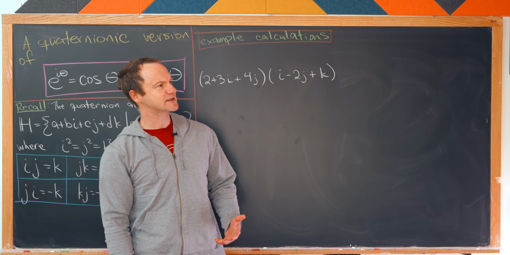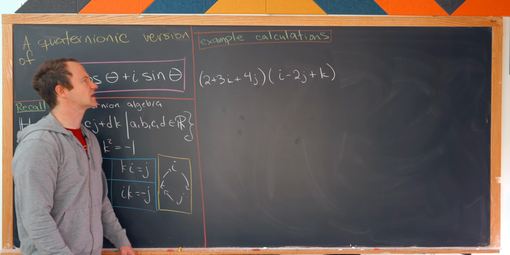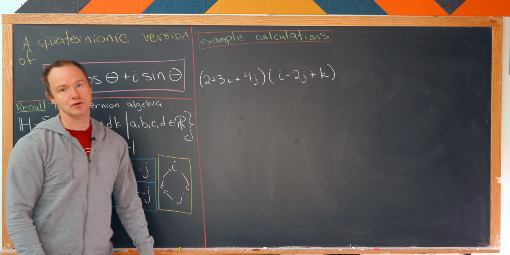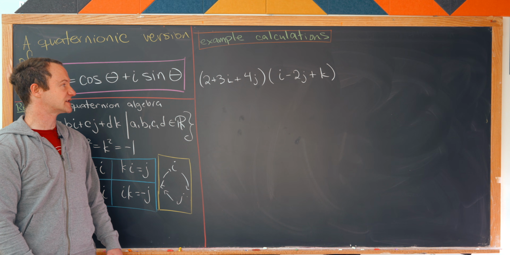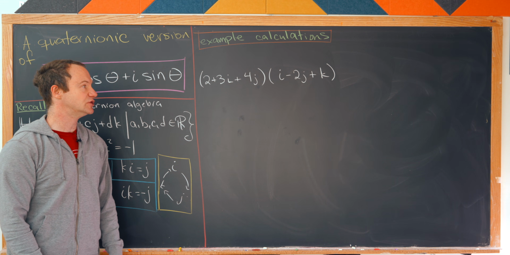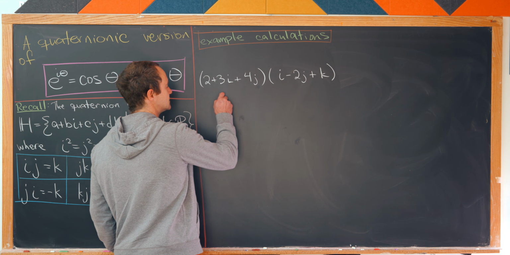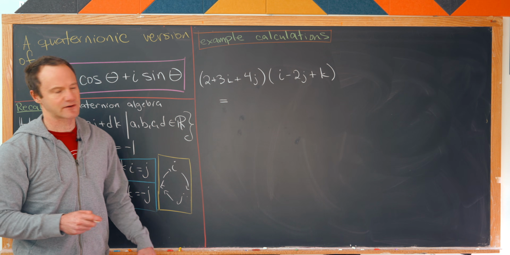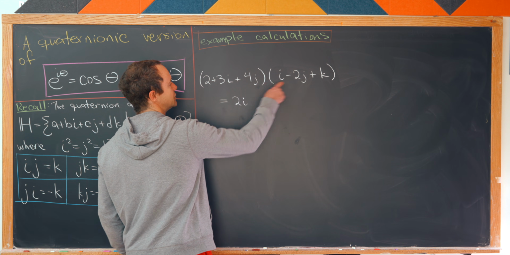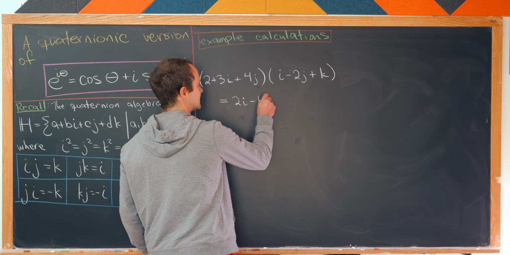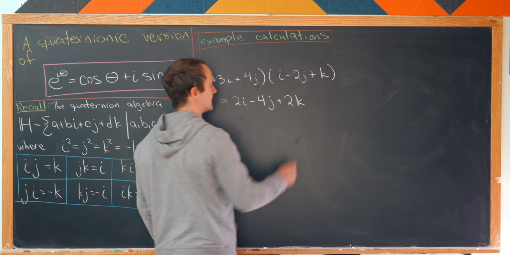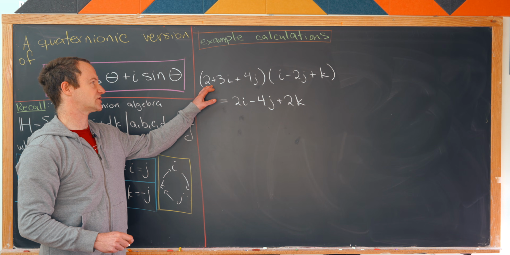Before we get started on our main goal, let's look at a couple of example calculations. Let's multiply these two quaternions: 2 plus 3i plus 4j times i minus 2j plus k. So we've got to multiply out several things here. We need to do 2 times i, that'll be 2i, 2 times -2j, that'll be minus 4j, 2 times k, that'll be 2k. So that's everything with this first term sorted.